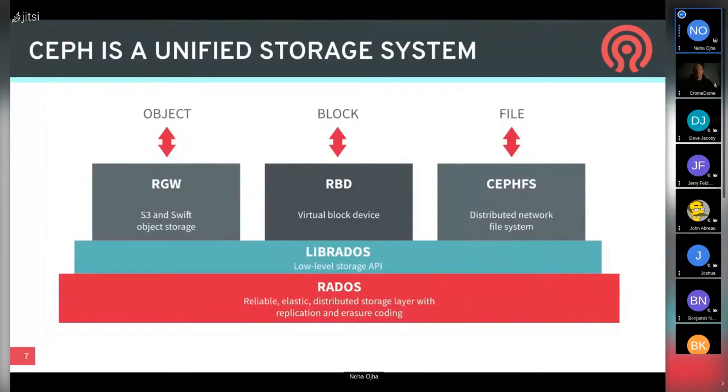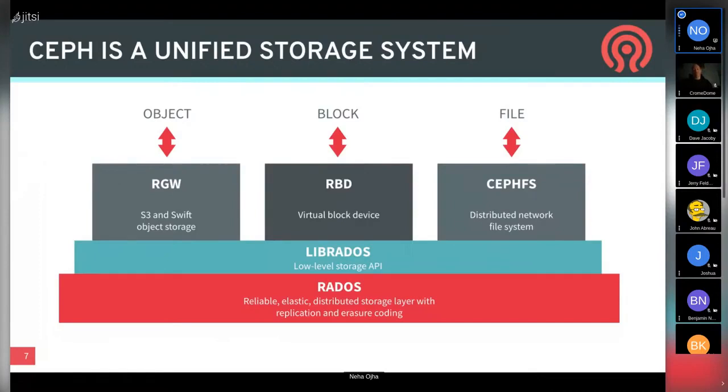All right, coming to this diagram, I think this is the diagram most commonly found when you Google for Ceph. It's one of the things that comes up first. It's a very simple picture that describes the architecture of Ceph. On top, you can see object, block, and file. Object is essentially RADOS gateway, which serves S3 and Swift object storage. Block is RBD, which is essentially a virtual block device. And CephFS is essentially a distributed network file system.